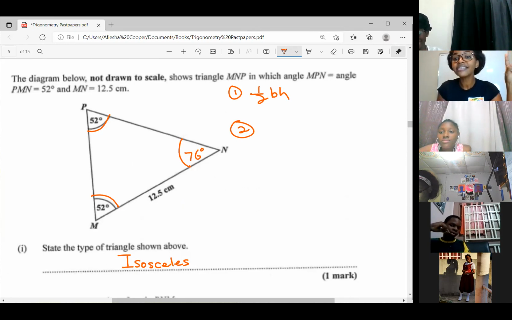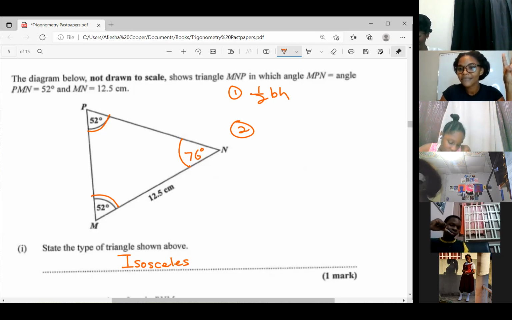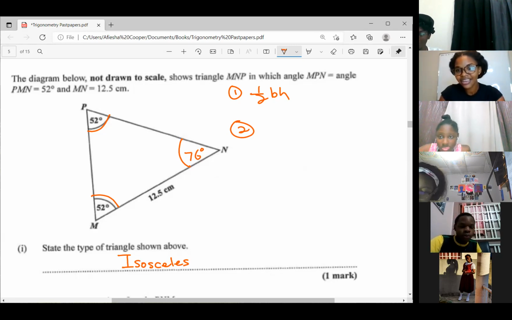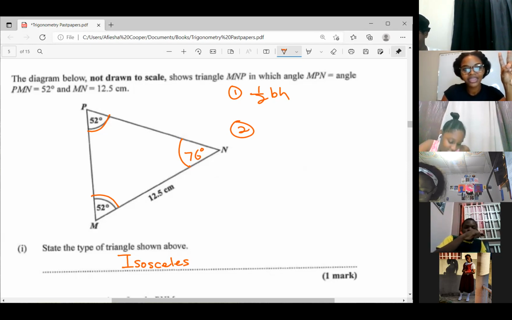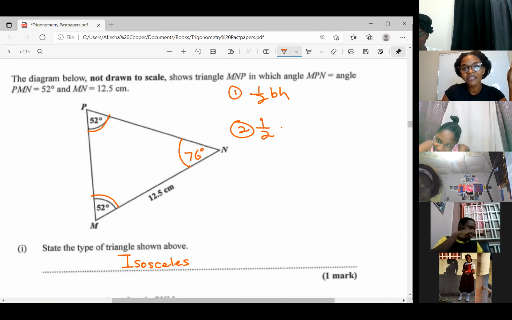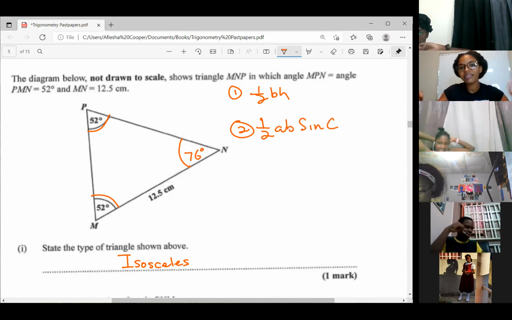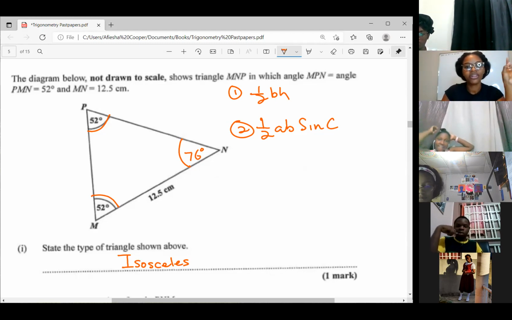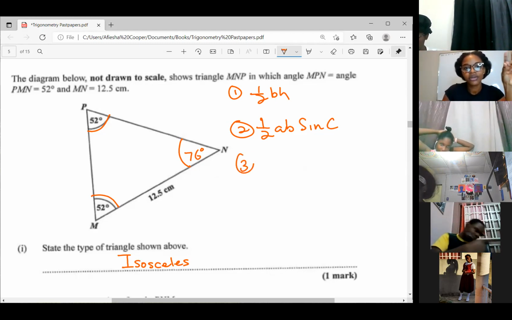Everybody knows the first way, but nobody knows the second and the third way. What's the second way? You should be calling answers because we need either the second or the third to work this out. A half of BC sine A. A half of AB sine C. Same thing, right? Once we switch up the letters. So that's 3. What's the third way?